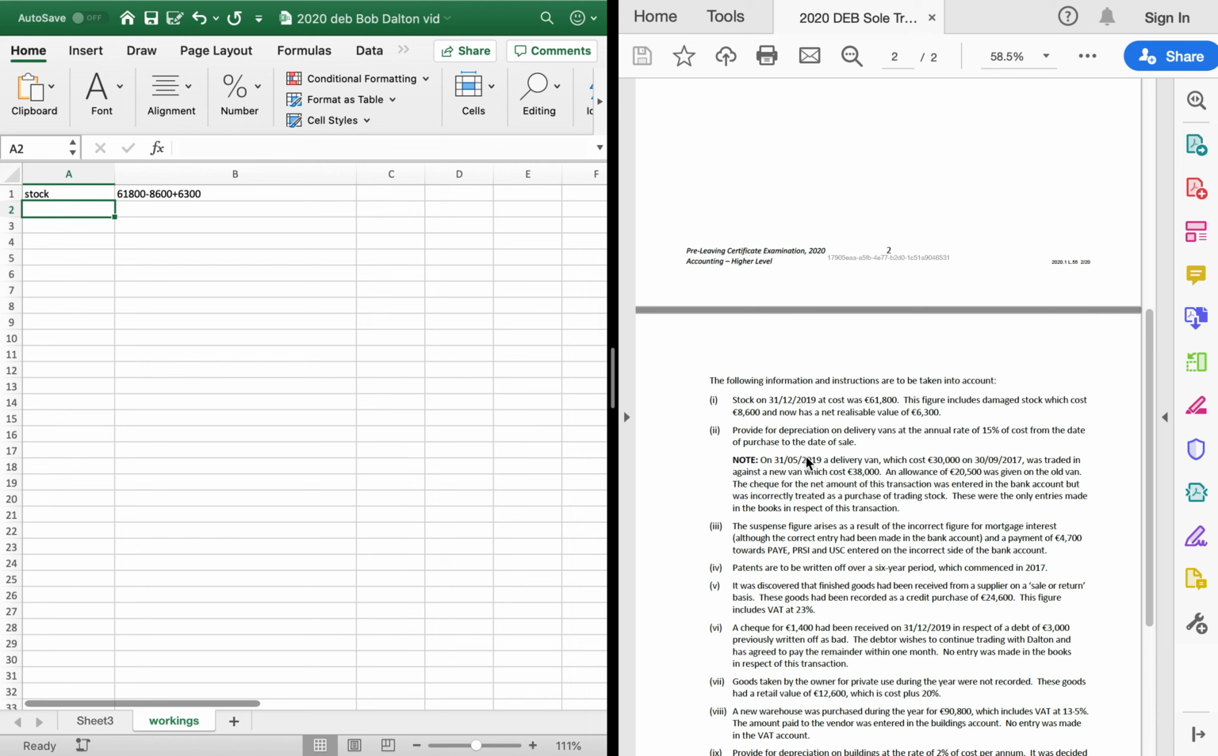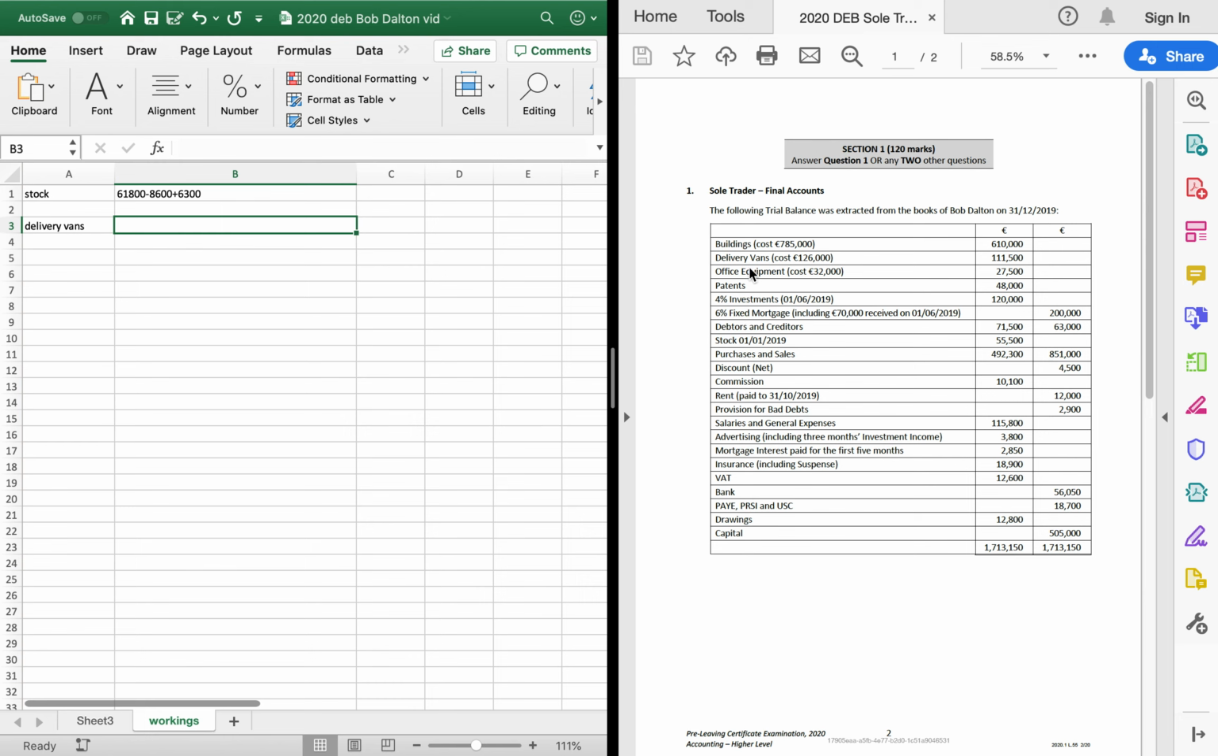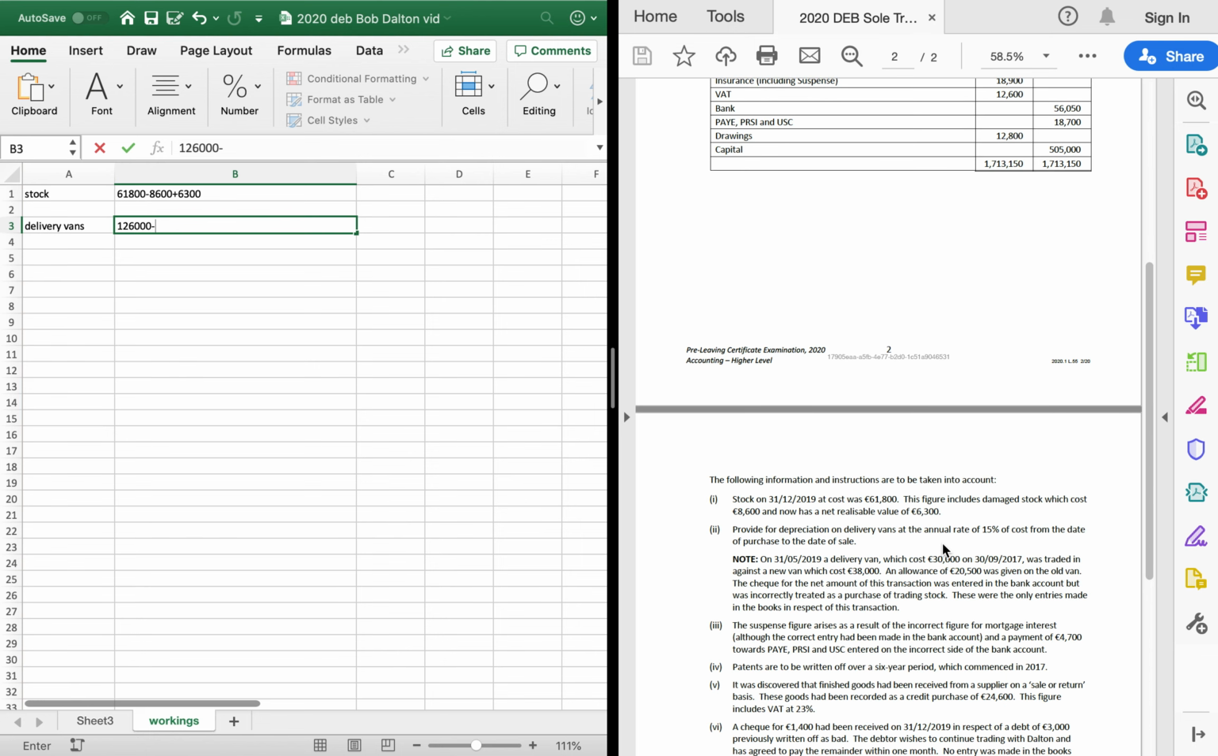So we'll just have a quick read through it. There's nothing out of the ordinary there. So it's your standard depreciation working. So the first thing is to work out your delivery vans at the end of the year. So delivery vans at cost were 126. Take away the old one. So you traded in a van costing 30 against the new van costing 38. So minus 30 plus 38 brings you up to 134,000.